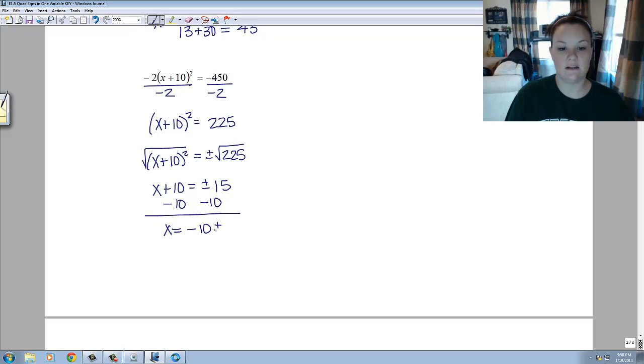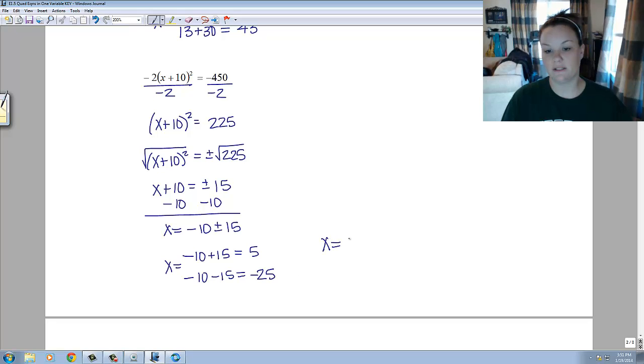Okay. And then I want to go ahead and simplify this. They're like terms, regular numbers, so I'm going to write out my two answers. I have -10 plus 15 and -10 minus 15. -10 plus 15 leaves me with 5. -10 minus 15 gives me -25. So I'm going to write my solution in set notation. So I have -25, positive 5. I leave it like that. Okay. All right.